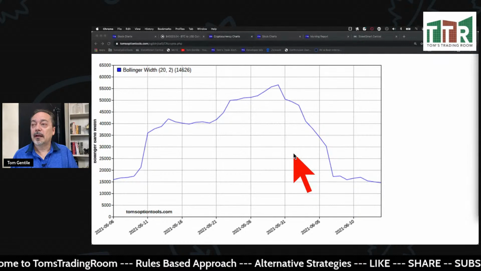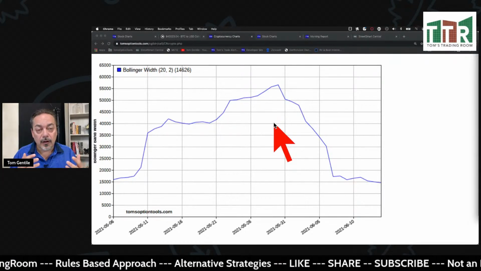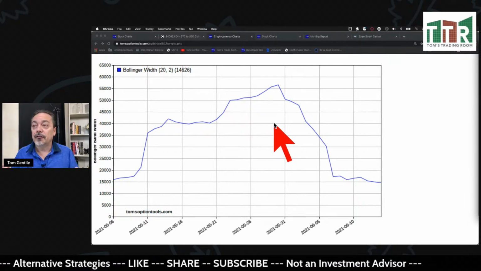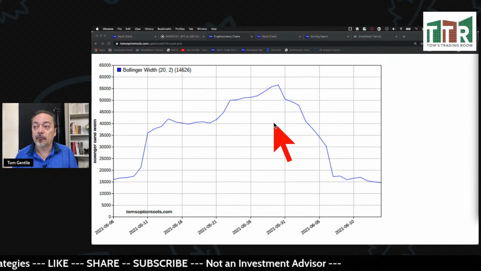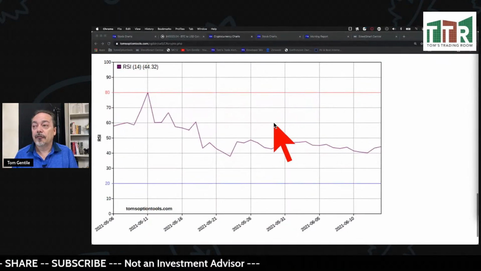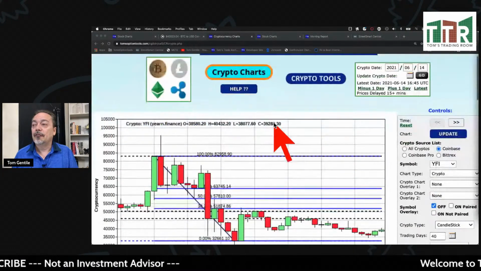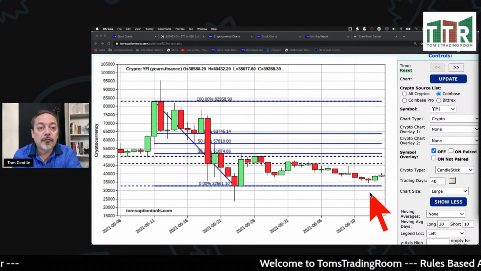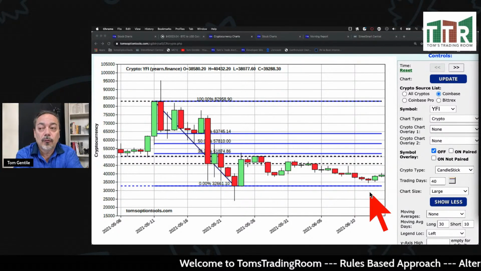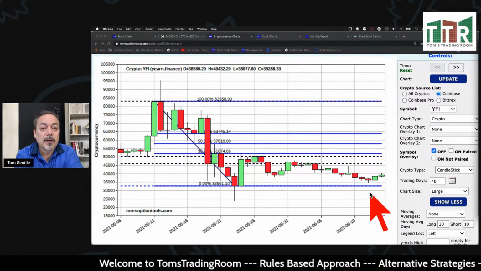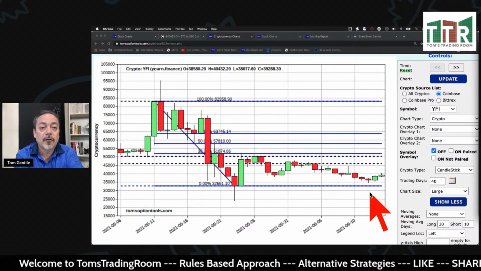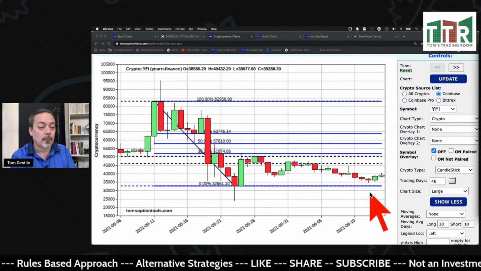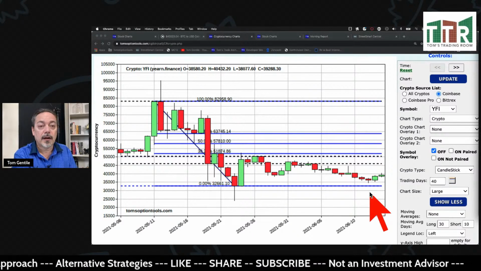Look at the Bollinger Band. Bollinger Band is just a way of looking at statistical volatility on the stock. The statistical volatility is much, much lower than where it's been. There's that RSI again, et cetera. And so you can see here, looking at Yearn Finance, that there's a lot of technical reasons and even seasonal reasons why this one looks like a potential bullish opportunity. And we were talking about this last week. So there we go. That's YFI.